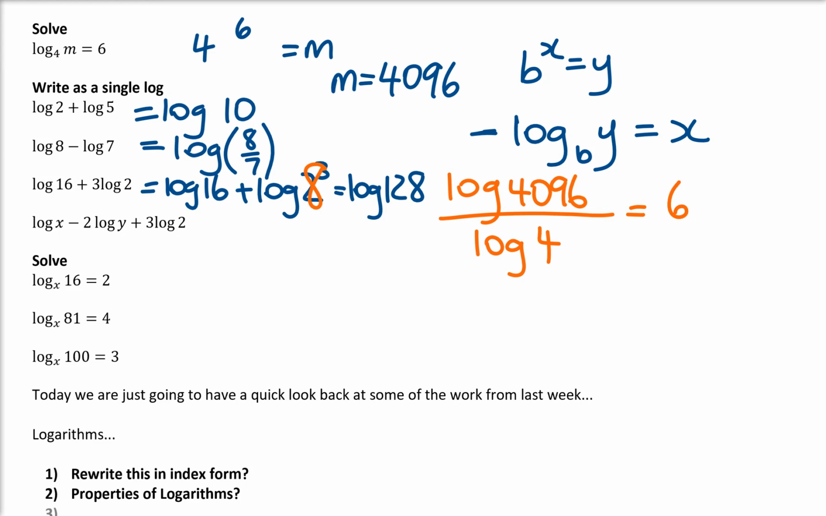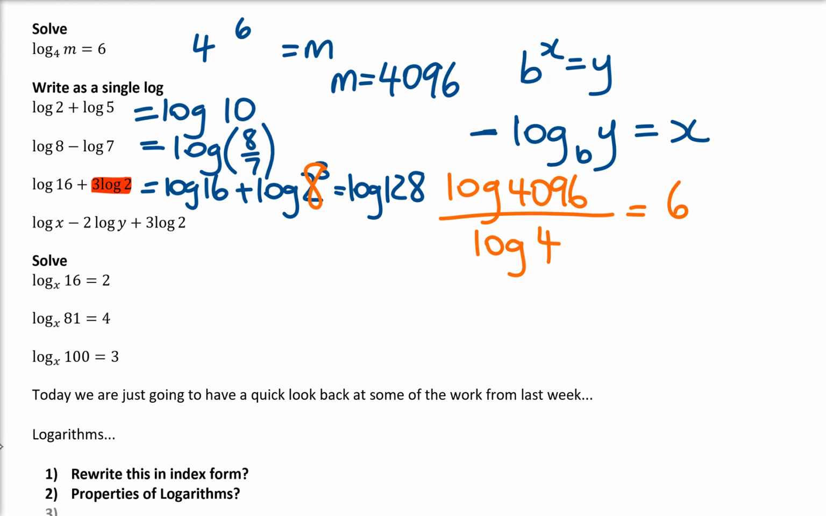Okay, that one there. This one here is the only sort of one that's on your formula sheet, which is what I'm going to print out for you now. But you need to know that when you're adding logs, you're multiplying the numbers. When you're subtracting them, you're dividing the numbers. The next one, log x minus 2 log y plus 3 log 2. Just do one at a time.